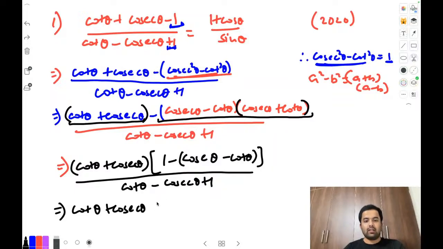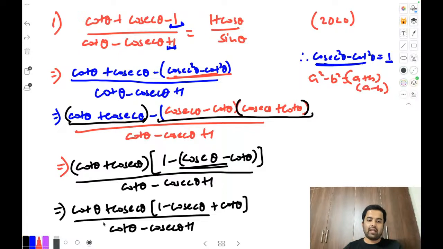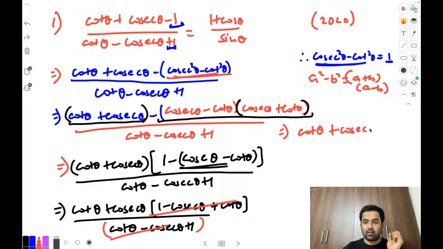Cosec theta as it is. And here, just remove the bracket. See, here we have a bracket now, so remove it first. 1 minus cosec theta plus cot theta, under bracket, cot theta minus cosec theta plus 1. Now as you see here, we can cancel one thing. What is that? This one cancels this one. See, same terms are there. Now remaining is cot theta plus cosec theta.